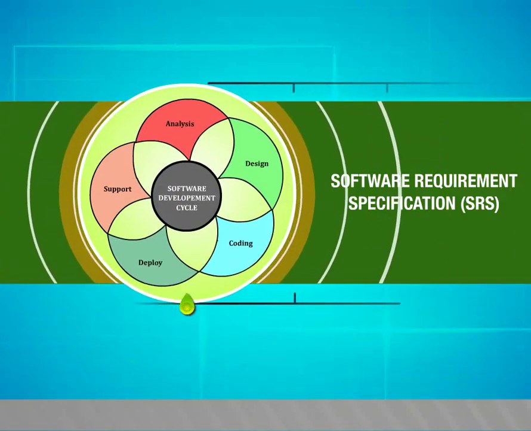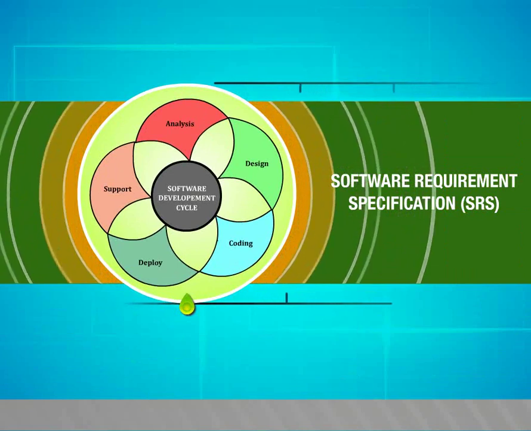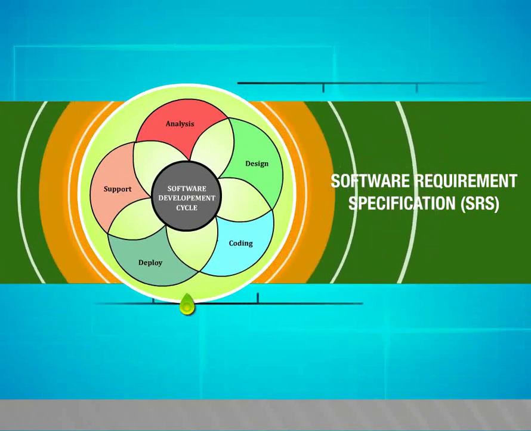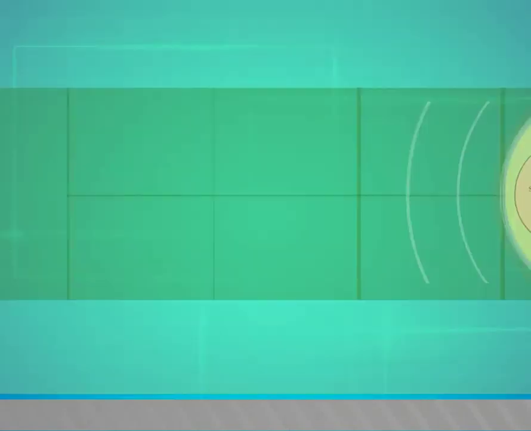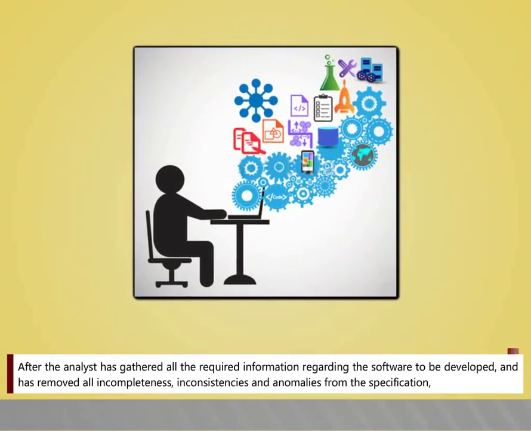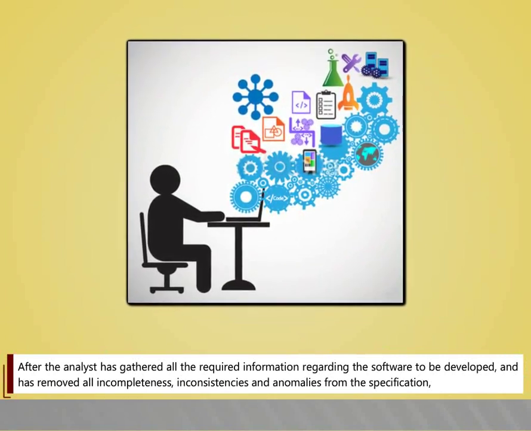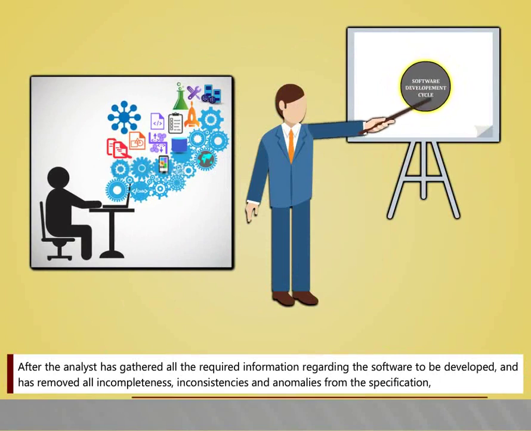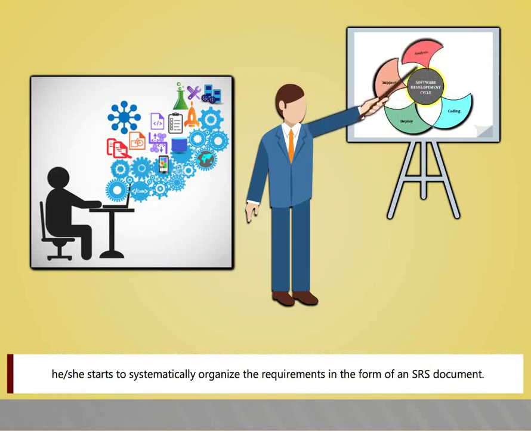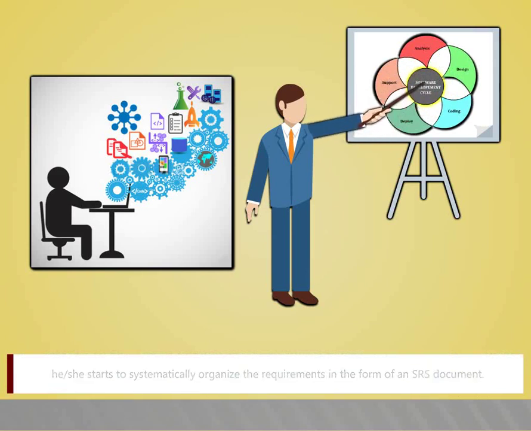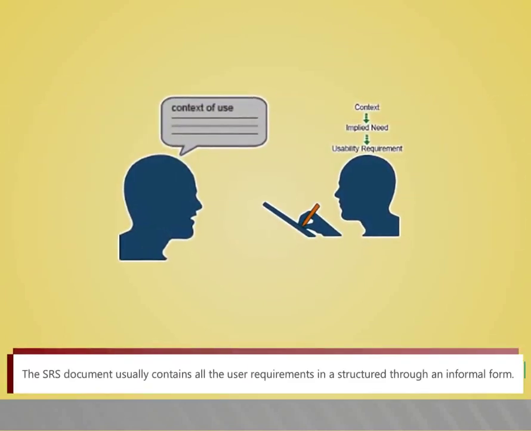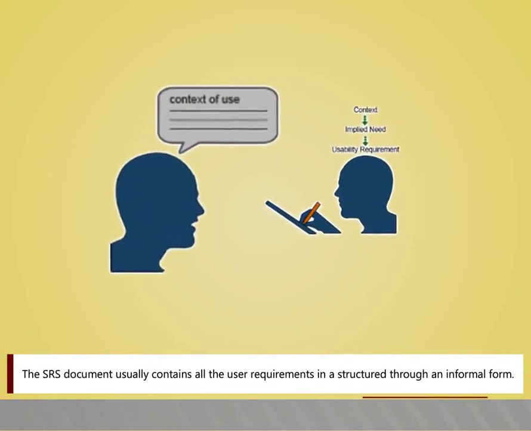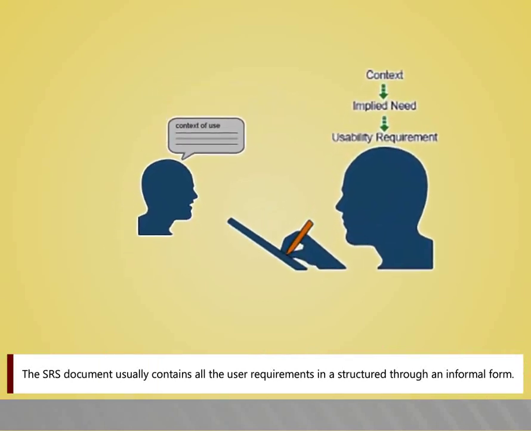Software Requirement Specification (SRS). In this video, we are going to see about Software Requirement Specification (SRS). After the analyst has gathered all the required information regarding the software to be developed and has removed all incompleteness, inconsistencies and anomalies from the specification, he or she starts to systematically organize the requirements in the form of an SRS document. The SRS document usually contains all the user's requirements in a structured though informal form.